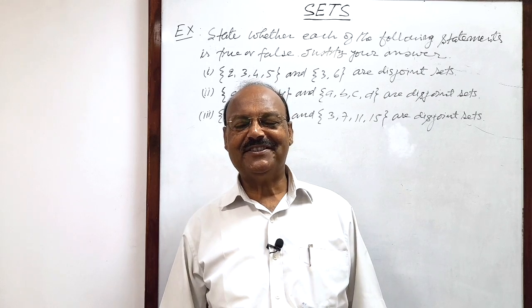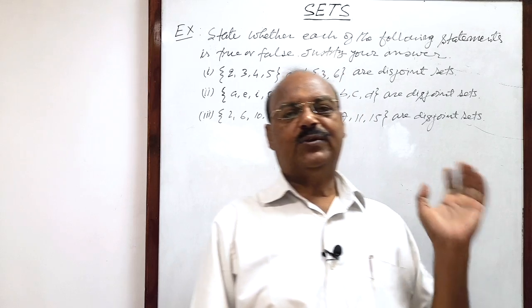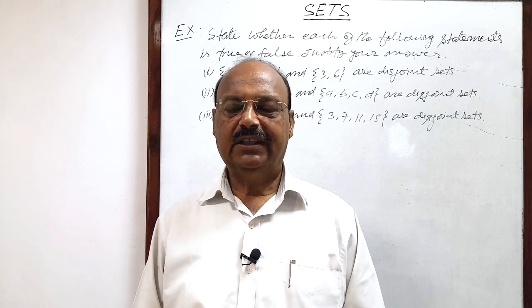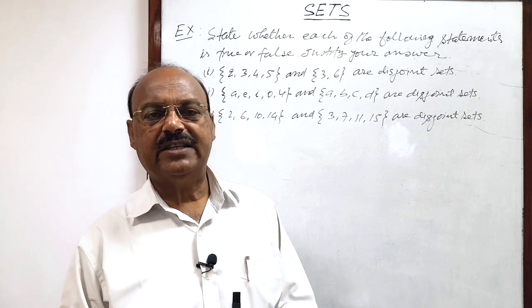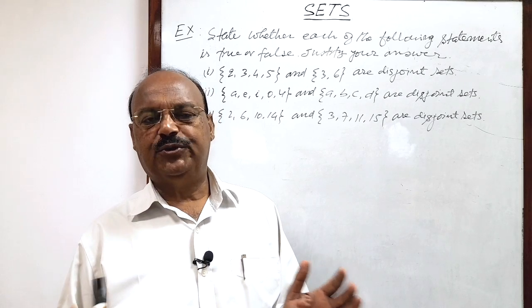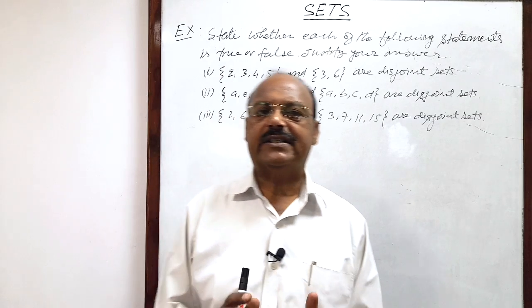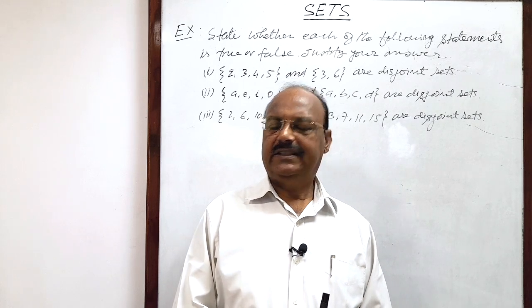Welcome students. Let us see a very interesting question, a very simple question from the chapter sets. This question is based on the concept of disjoint sets. You know, two sets are known as disjoint sets if there is no element common in these two sets, meaning the intersection of these two sets is a null set, an empty set, isn't it?